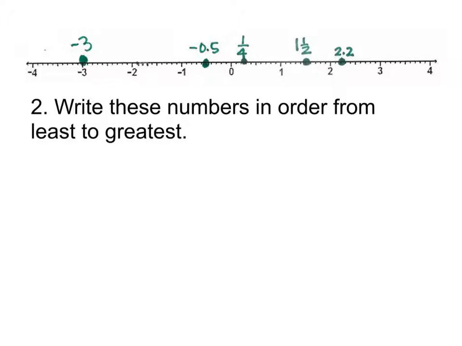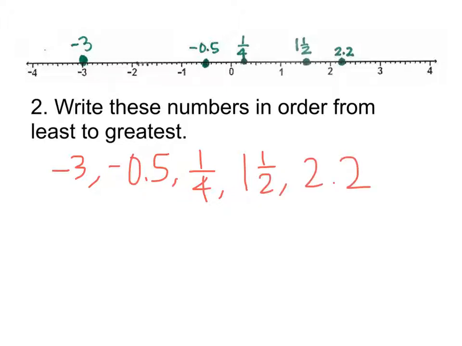So this is our answer from number 1, and then we're going to use it to help us with number 2. Write these numbers in order from least to greatest. So I'm just going to start at the most negative end, and I'm going to list those numbers. So -3, -0.5, 1/4, 1 1/2, and 2.2.